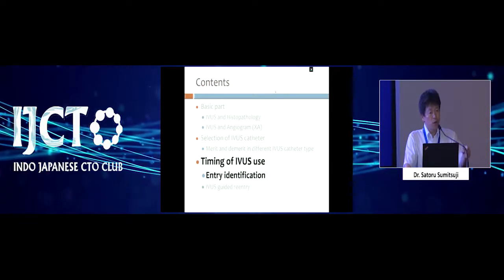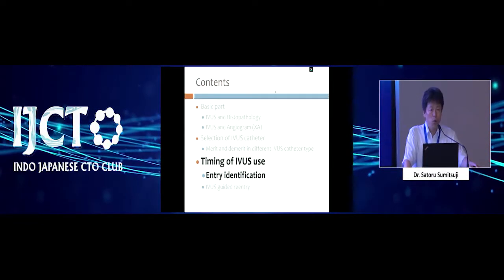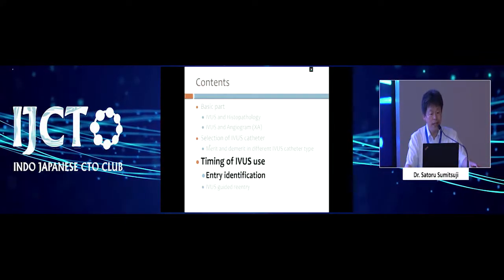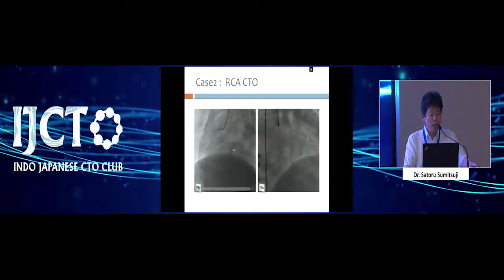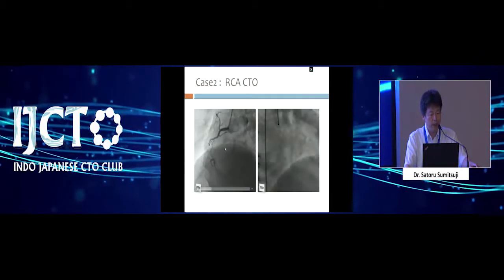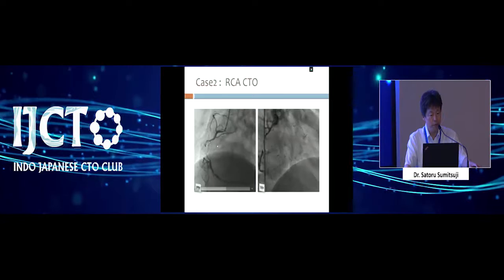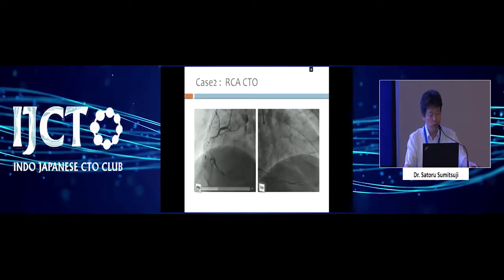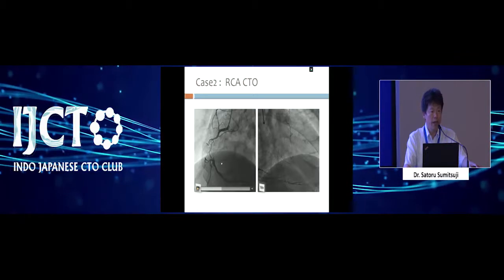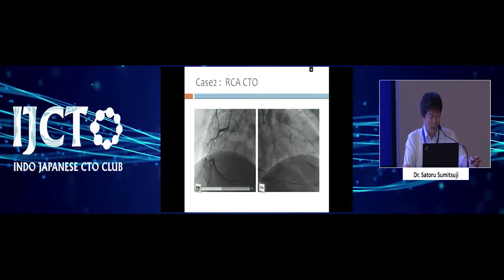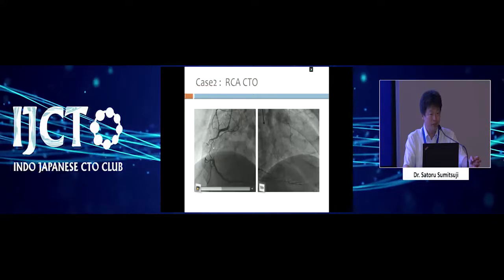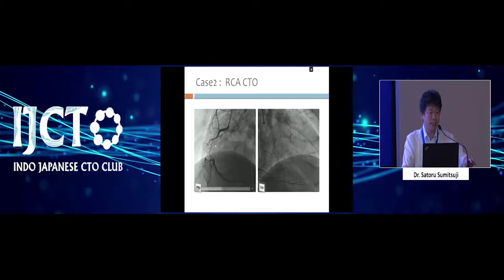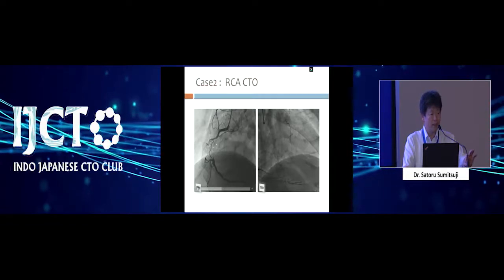And then timing of IVUS use. Well, when should we use the IVUS? First one is entry identification. Why is entry important? This is a typical case of coronary total occlusion in the mid part, almost abrupt, but we can see one small channel here. So I tried to advance the wire into this channel because I cannot completely say this is a true channel. Looks too much outside, but try.